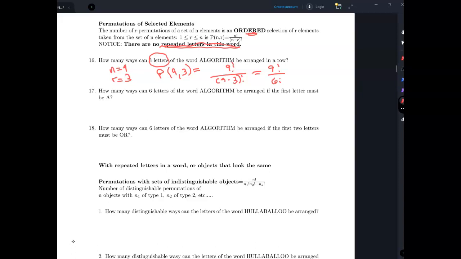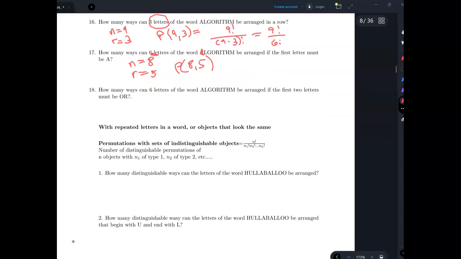Okay, so in the same word, but I want to pick 6 letters, and the first letter has to be A. Since the first letter has to be A, I'm only choosing from 8 because I've already said that's going to be the first one. And I want 6 letters total, but I've already chosen the A, so it's 5. So the permutations of 8 choose 5.